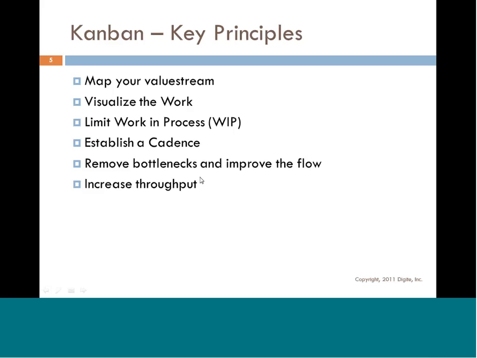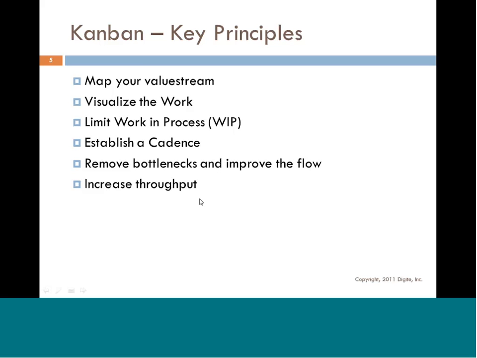Remove bottlenecks and improve the flow. As you implement the value stream, visualize your work and implement your work in progress limits, when you track the work you are going to see bottlenecks coming up, and the focus in Kanban is how do you improve the flow and make it smooth. You don't have those bottlenecks, you don't have those WIP violations. So a very simple principle. Once you do that, your bottlenecks are removed, your flow is improved, and you can increase your throughput. Your throughput is a factor of your WIP and your cycle time. So for the same amount of WIP, if you reduce your cycle time, your throughput goes up.